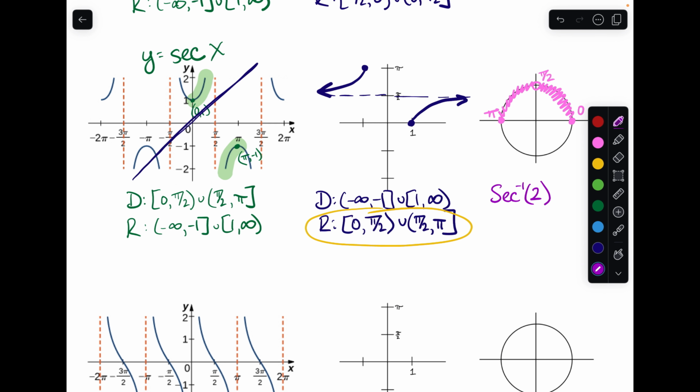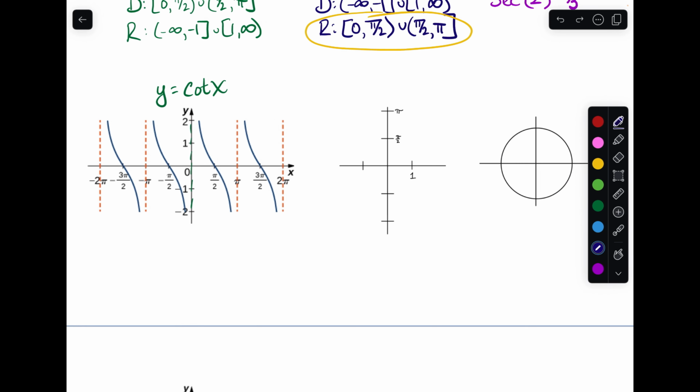So here, if I ask inverse secant of 2, it'd be the same as saying, hey, where is cosine 1/2? This is going to be a pi over 3. And I realize I forgot to label my graph over here.